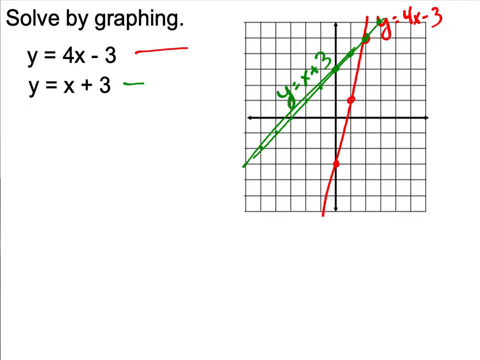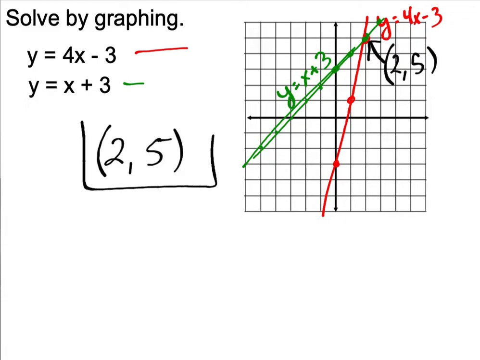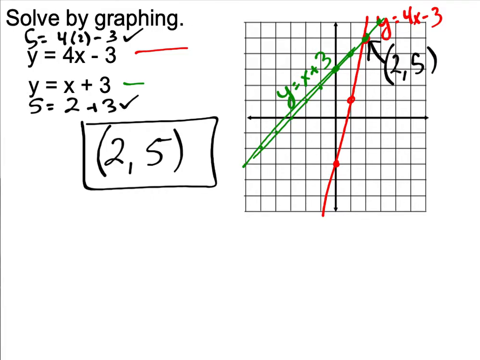You can see that they cross right here at a nice location of 2, 5. So the solution is 2, 5 as long as it checks out. Let's check it out real quick. 5 equals 4 times 2 minus 3. So 5 equals 8 minus 3 is true. And 5 equals 2 plus 3 is also true. So it does work in both equations. So it is the solution.